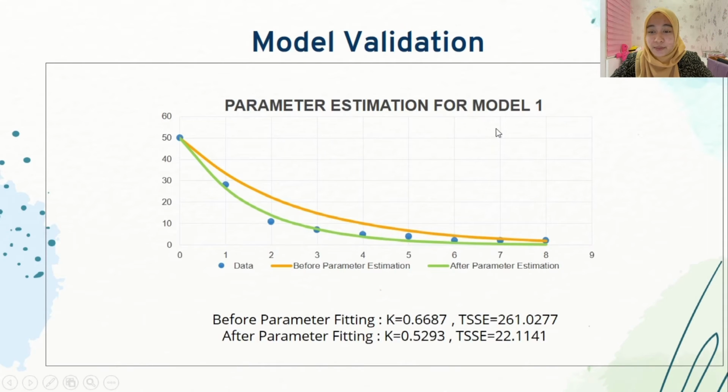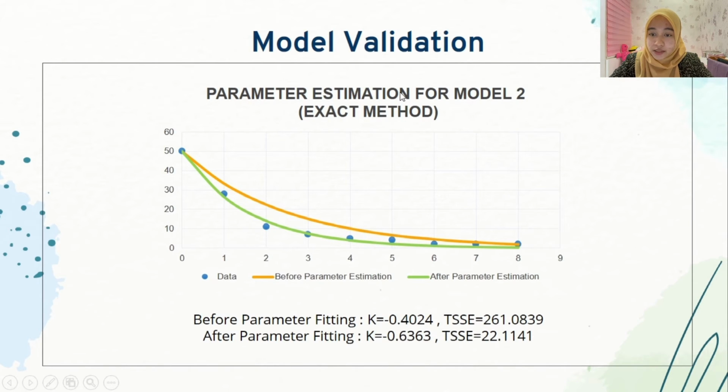Model validation, parameter estimation for Model 1. Before parameter fitting, the orange line curve has k equal to 0.6687 and the total sum square error is 261.0277. After parameter estimation, our k is 0.5293 and the total sum square error has decreased to 22.1141. So after the parameter estimation, for Model 1 the curve is the best compared to before the parameter estimation.